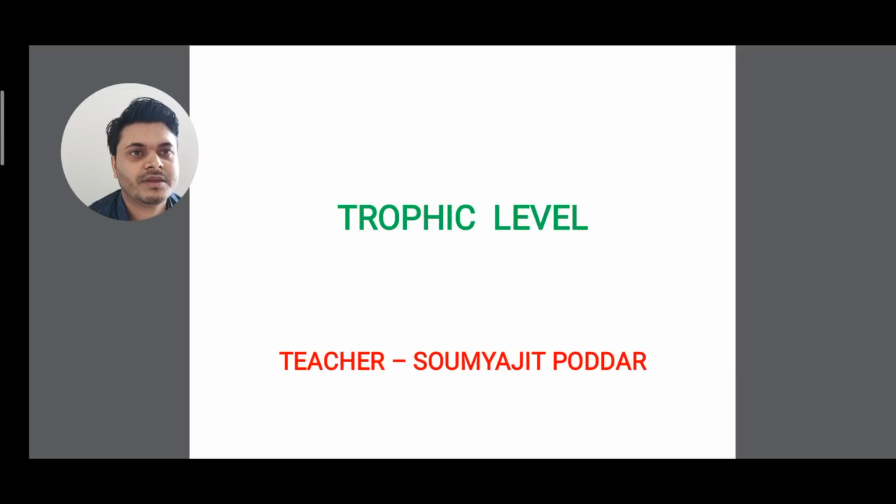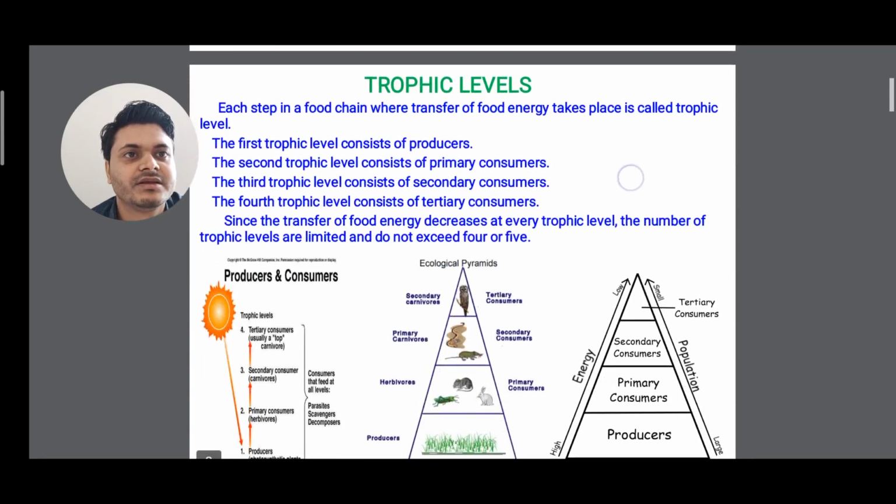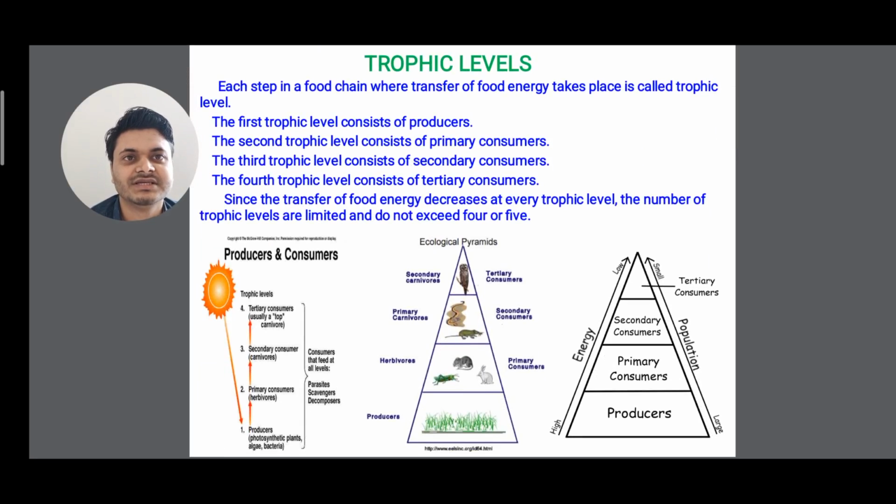So without any delay, let's start with the topic trophic level. So let's start. You can see in trophic level, we'll discuss this in detail. The topic trophic level. So what is a trophic level? See, each step in a food chain where transfer of food energy takes place is called a trophic level.